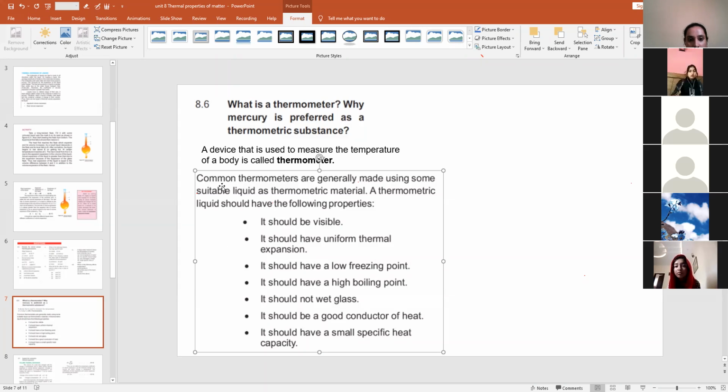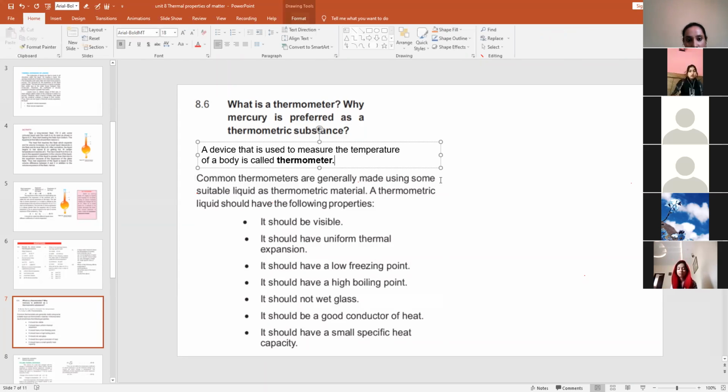So see question 8.6. What is a thermometer? Why is mercury preferred as a thermometric property? You just give the definition of thermometer, and you know that mercury is a thermometric material, so you have to write all the properties of mercury, right?